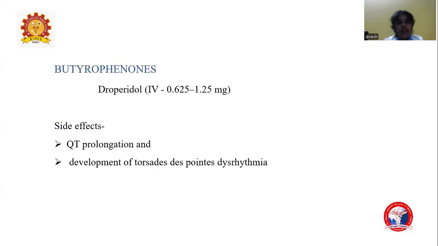The next drug is a butyrophenone, that is droperidol, which we give at a dose of 0.625 to 1.25 mg. The side effects of the butyrophenone are QT prolongation and Torsades de pointes dysrhythmia.